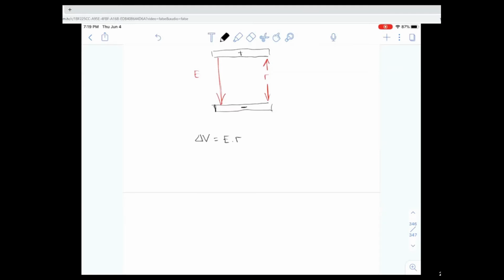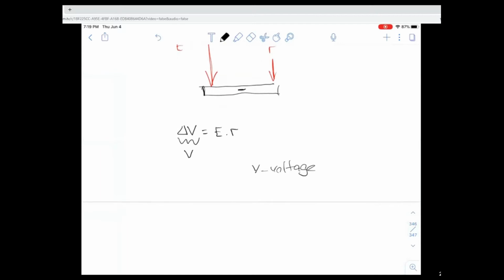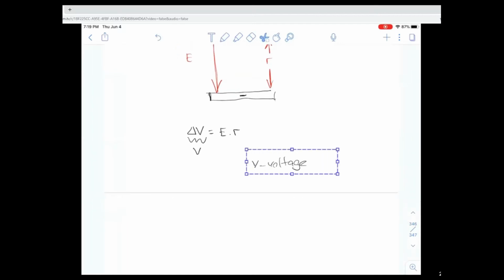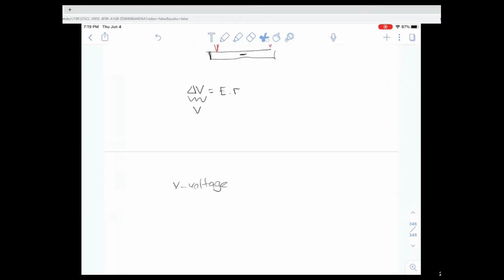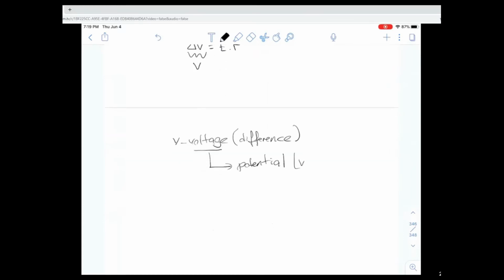Potential difference or potential, they mean the same thing. So let's put this down. This means voltage or potential. Voltage is the same as the potential. It can mean voltage, or you will hear voltage difference. Voltage also means potential or potential difference. They mean the same thing. The proper unit is going to be V, which means volts. So this is the way it is expressed.